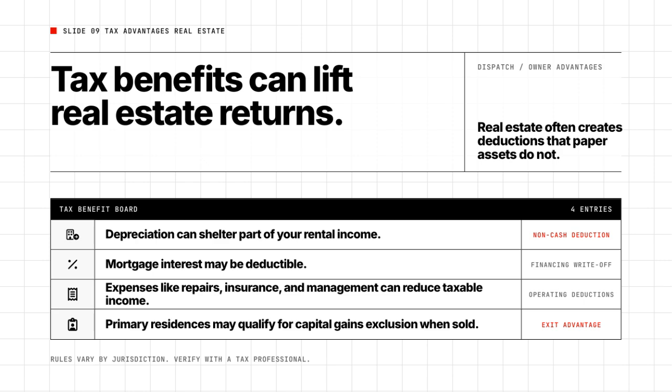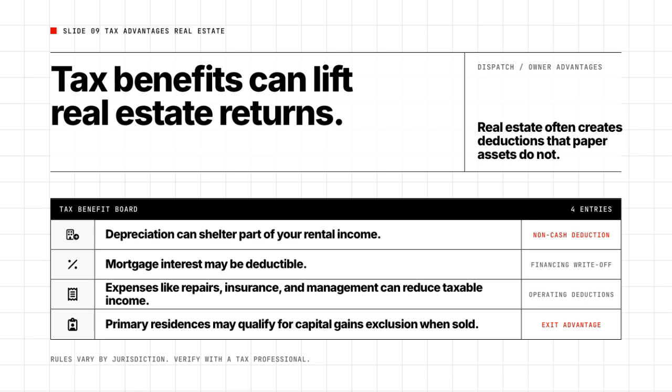Next, mortgage interest is often deductible, which means the interest you pay on your loan can help reduce your taxable income. This financing write-off can make a substantial difference, especially in the early years of your mortgage when interest payments tend to be higher. Operating expenses such as repairs, insurance, and property management fees also count as deductible expenses. These costs are necessary to maintain and run the property, and writing them off further reduces your taxable income.